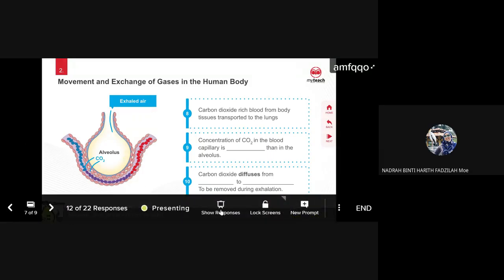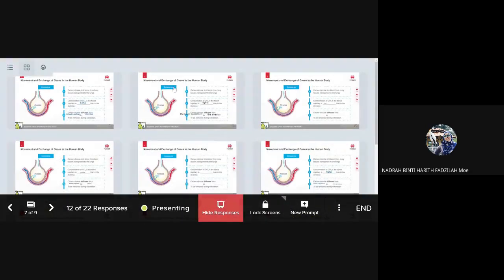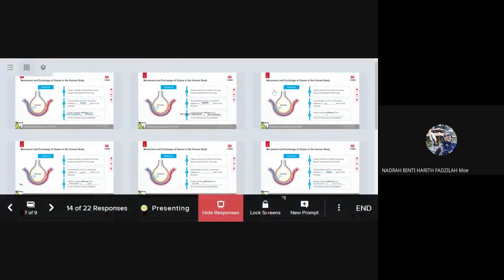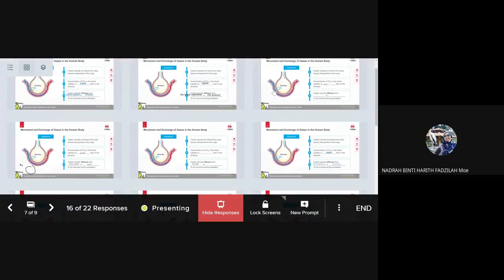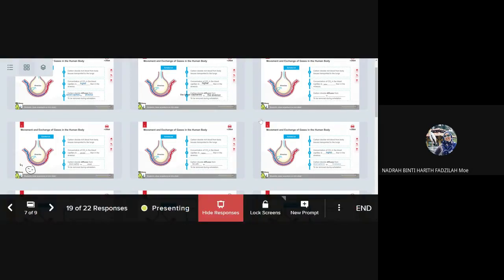Okay, let's take a look at your answers. So, we know that now concentration of CO2 in the blood capillary is higher than in the alveolus. Very good. So, box number 9 is higher. Box number 10, what is the direction of carbon dioxide diffusion? Carbon dioxide diffuses from the blood capillaries. From the blood capillaries atau from the red blood cell.